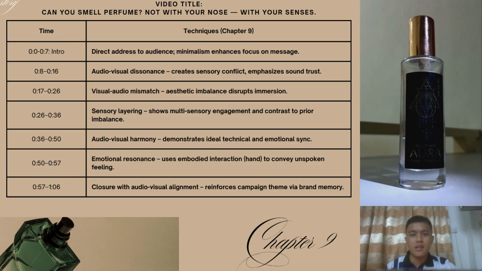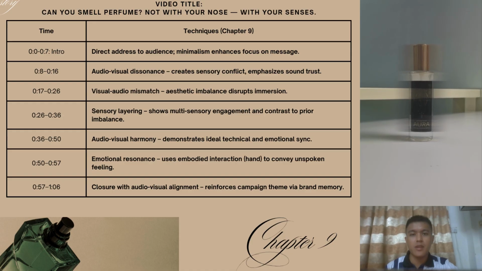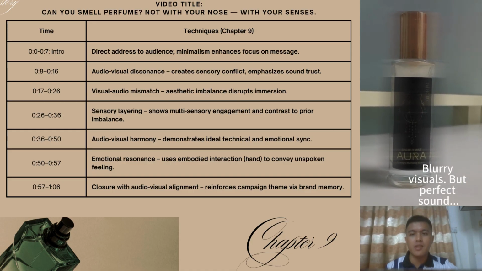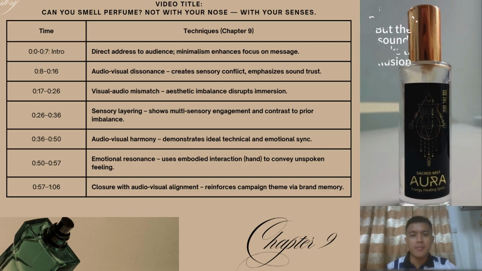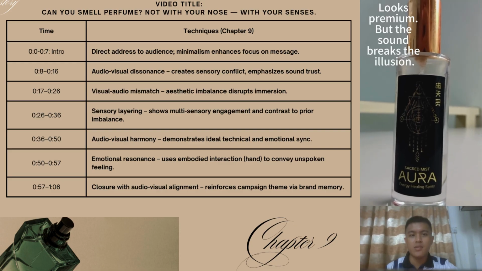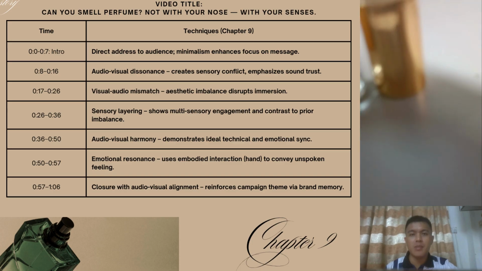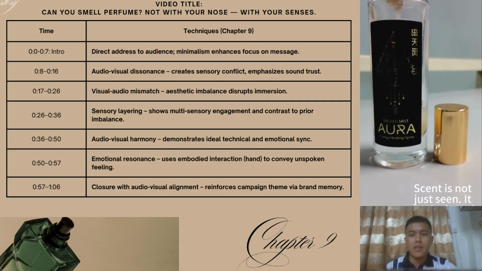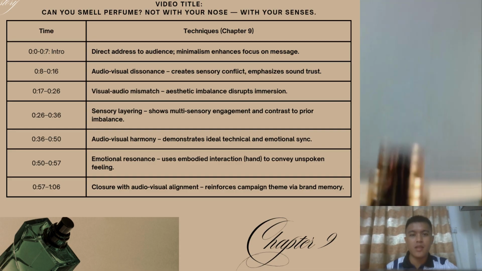Between 26 and 36 seconds, we show fast, layered shots of the perfume bottle, the spray, the shine, and the reflection, accompanied by a burst of sharp spray sound and soft ambient music. This represents sensory layering, engaging multiple senses at once. From 36 to 50 seconds, we finally reach harmony. Both the visuals and audio are smooth and balanced, demonstrating what ideal technical and emotional scenes look like.